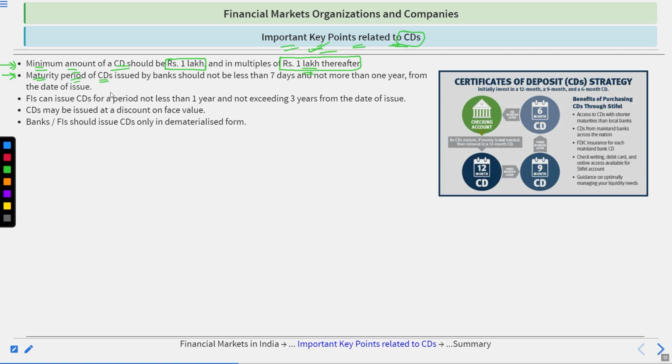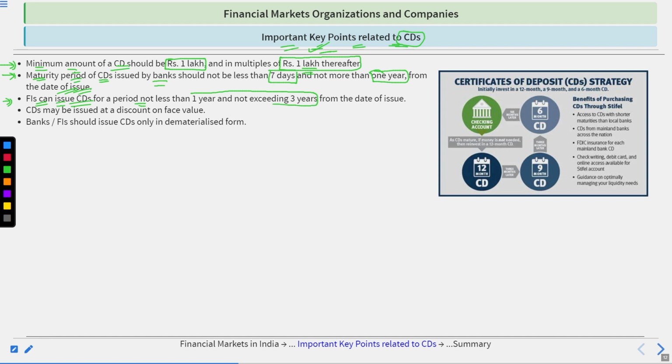Maturity period of certificates of deposit issued by banks. It should not be less than 7 days and should not be more than 1 year. So we could say the maturity period of commercial papers and certificates of deposit is the same, from the date of issue.